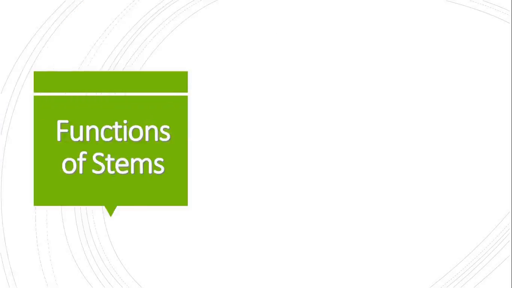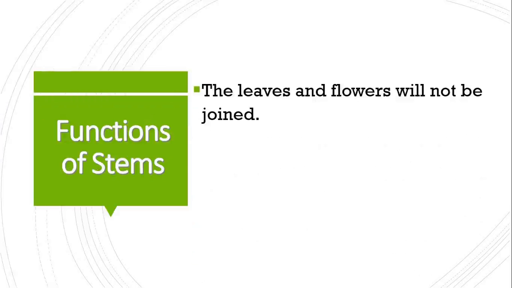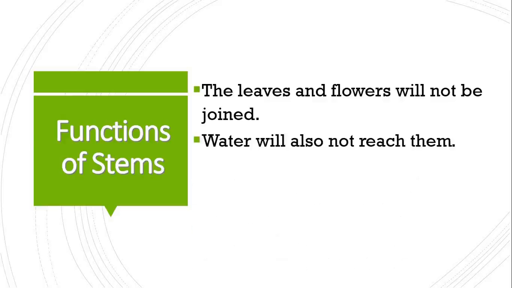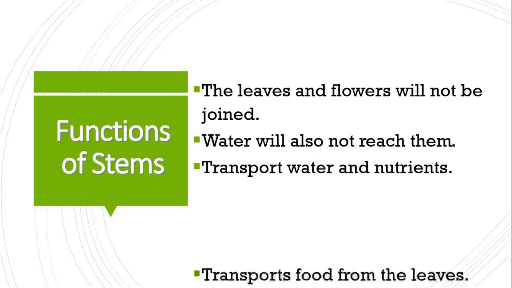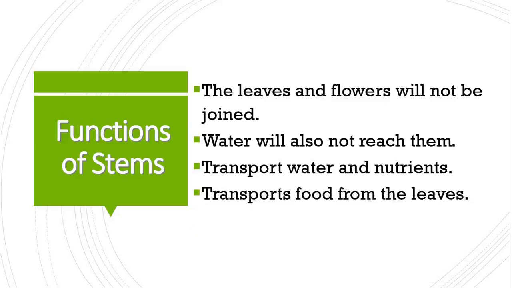Next, functions of stems. The stem connects the leaves and flowers with each other. Without stem, the leaves and flowers will not be joined and water will also not reach them. The stem helps to transport water and nutrients from the soil to the other parts of the plant. It also transports food from the leaves to the other parts. It carries water and nutrients absorbed by the roots to the leaves.